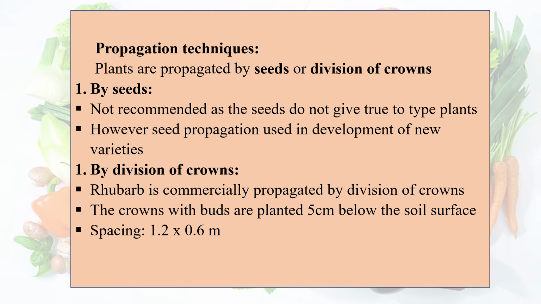Coming to division of crowns, this is commercially propagated, and the buds are planted 5 centimeters below the soil surface. The spacing is 1.2 by 0.6 meters. And one more point: if we take the division of crowns, each should have at least two large buds and a large piece of rhizome. By that we can use it as propagating material.